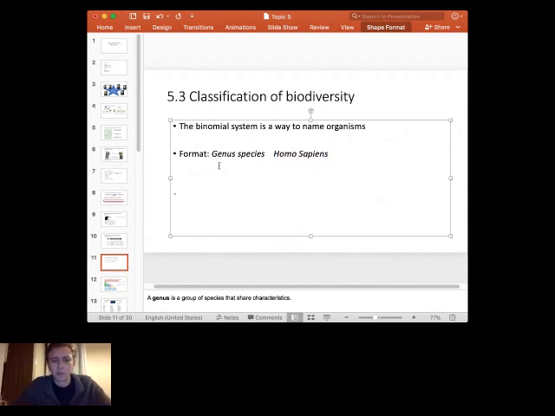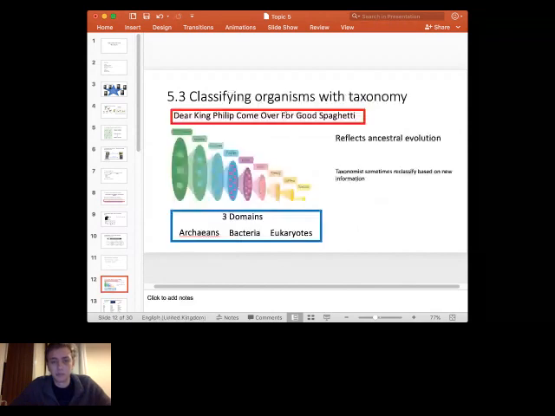So what does this mean? What is a genus and what is specifically a species? What are they talking about here? Well, to understand that, we have to look at the way that we actually classify organisms using taxonomy.